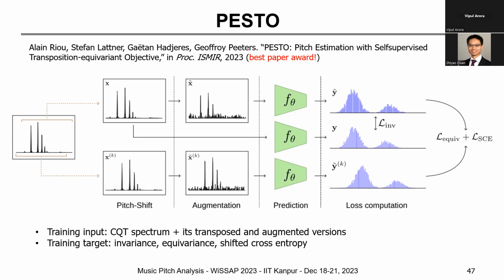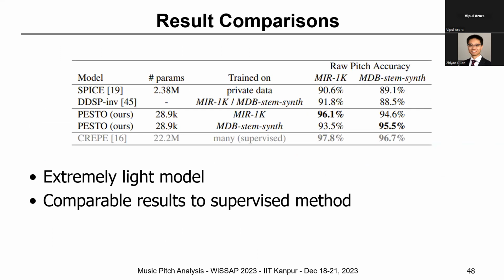So now with this, they train the model and they are able to get very good results. You can see Pascal has very good results on its ISMIR 1K dataset, which is 1,000 pop singing Chinese songs. Comparable to the CREPE model.